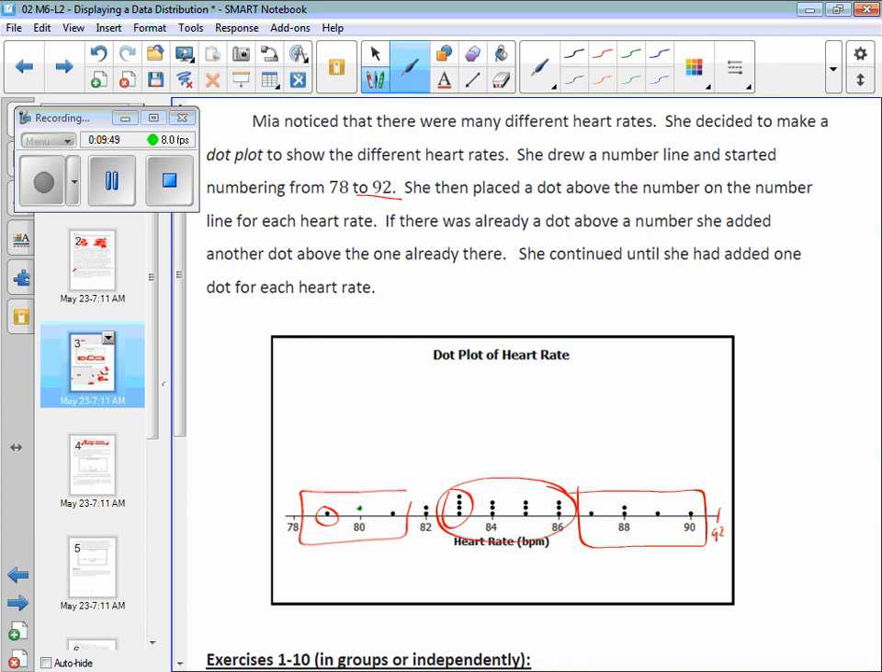If everybody fell in this range between 79 and 81, and there was one way out here where I have to at least count up to that, but all the dots are clustered towards the beginning, the center of the data would be on the low range.